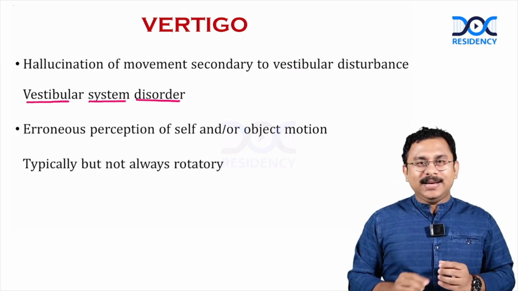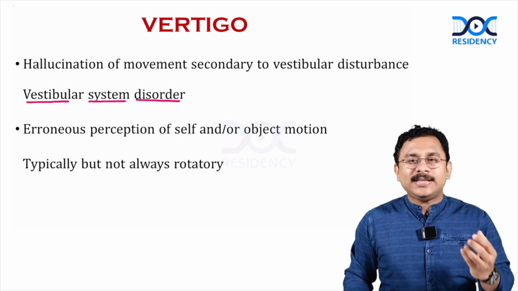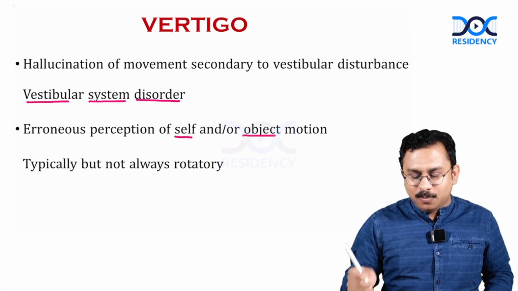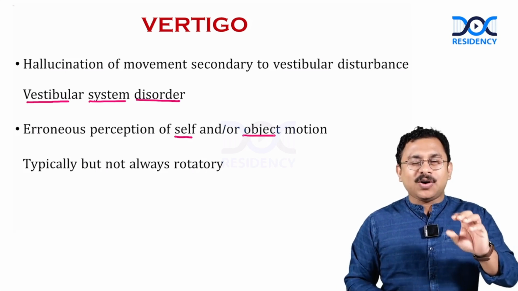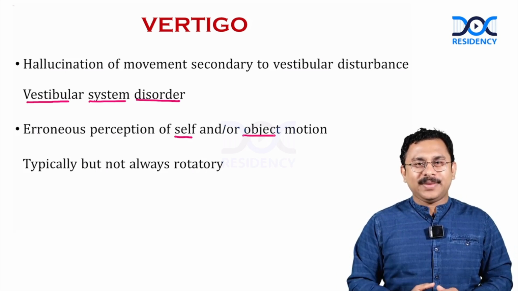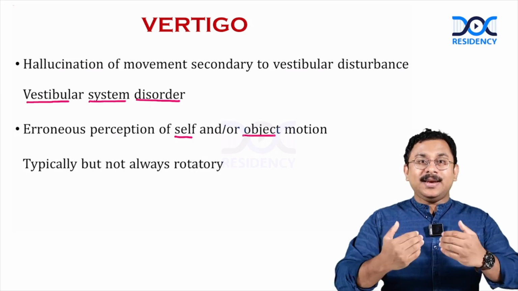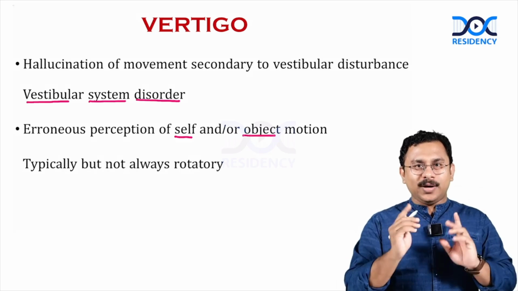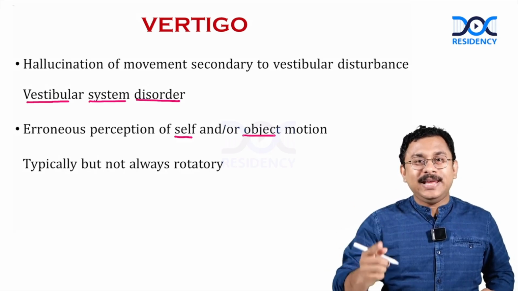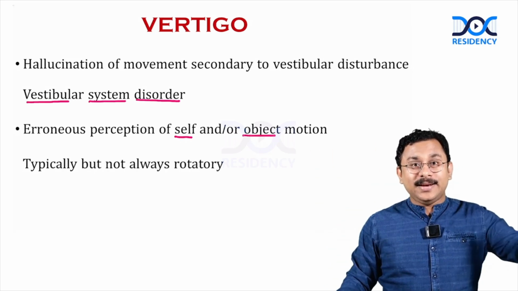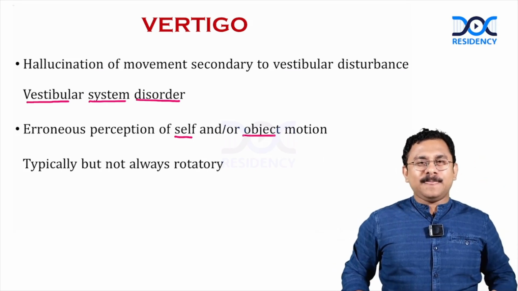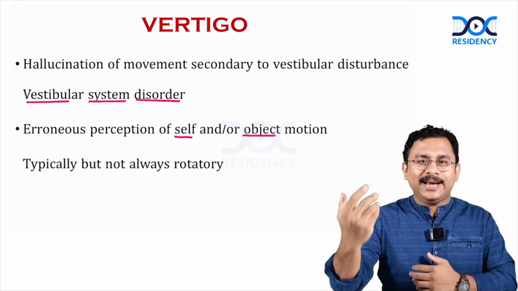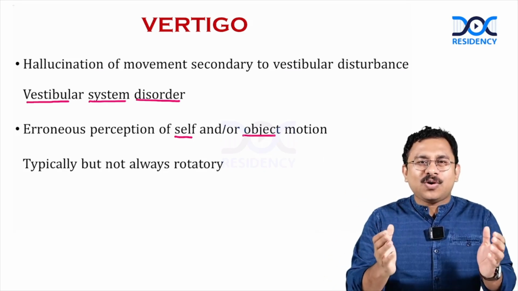You can also say that vertigo is an erroneous perception of self and or object motion. So remember, I was just talking about a hallucination of movement. So this hallucination can be internal or external. You can have a feeling that you are rotating. You can also have a feeling that the surroundings are rotating. That is, the visual surroundings are rotating. And some people loosely give a term internal vertigo and external vertigo, but it is not so commonly used.